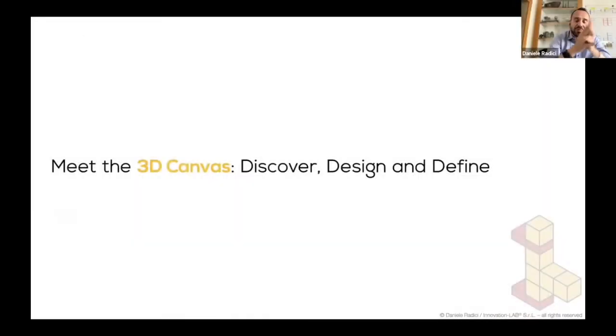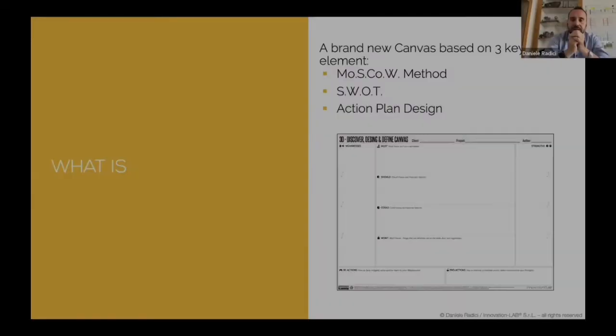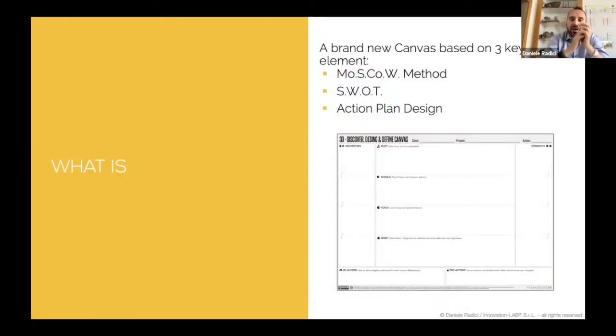Let's go deeper into the 3D canvas. This is a tool that will enable you to discover, design, and define what you should do, for example, to face your challenges, or to improve your products, or to improve your services, and whatever is relevant for you in your business. It is a brand new canvas, and it is based on three key elements: the Moscow method, the SWOT analysis, and the action plan design.